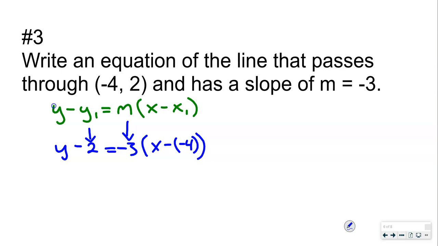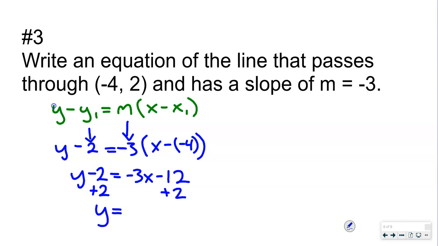So then we need to distribute the negative 3. We have negative 3x, and then negative 3 times 4 is negative 12, so minus 12. Add 2 to both sides, and we get y equals negative 3x minus 10. Y equals negative 3x minus 10.